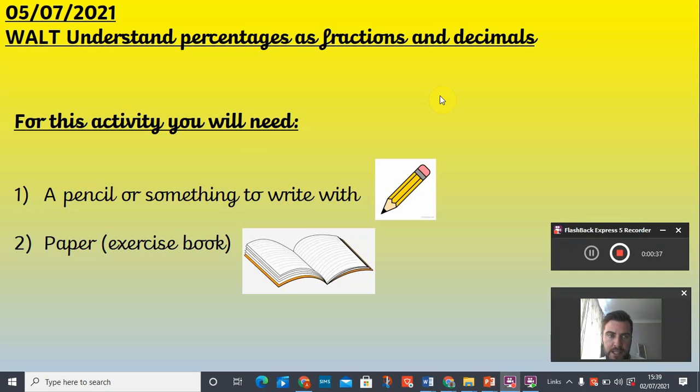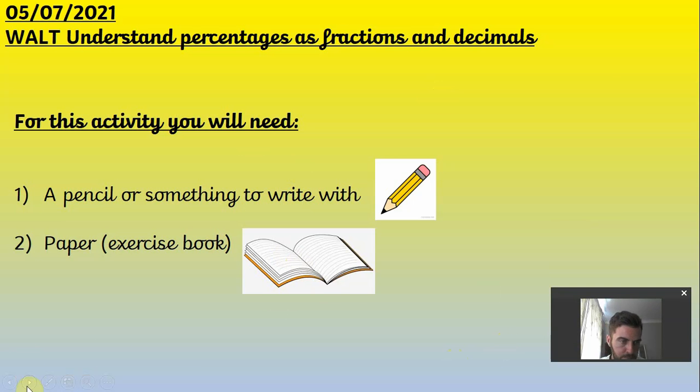So for this activity, you will need a pencil or something to write with, and some paper or the exercise book you were given last week. Okay, let's move on to our starter then.